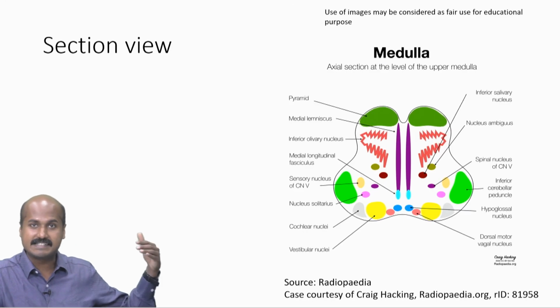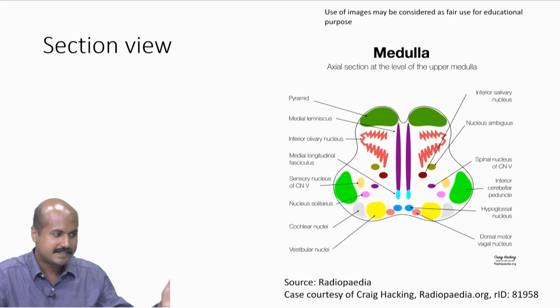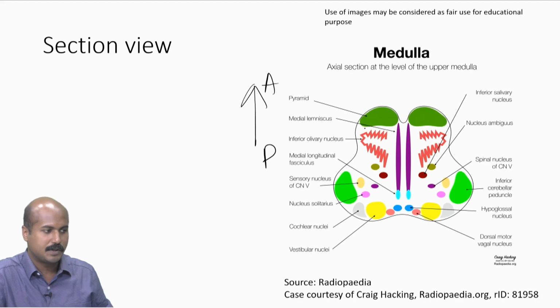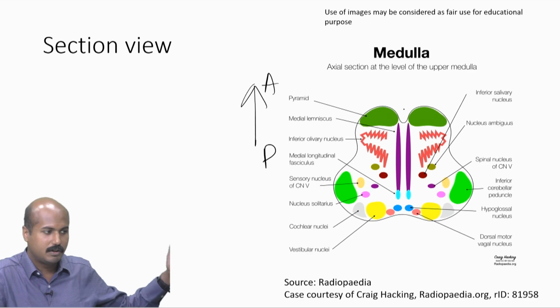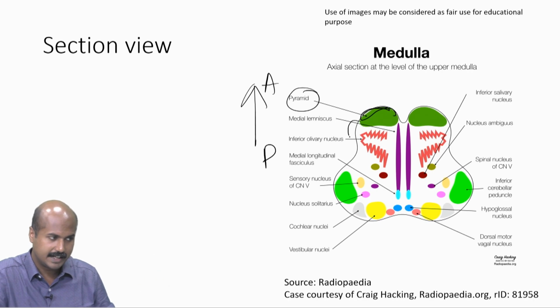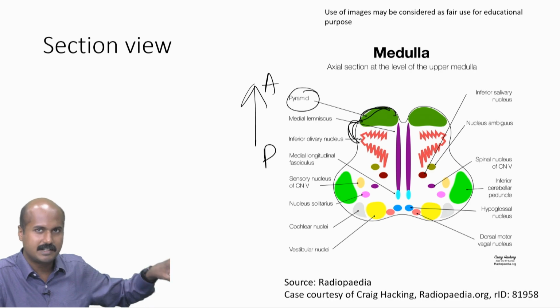Now, let us look at the sectional views of the medulla. In the sectional view you can see that this is, let me just orient you first. In this image this is anterior and this is posterior. So, in the anterior aspect you can see the anterior median fissure, and on both sides you can see these elevations, and these elevations are called pyramids. I mentioned that before in that view. Just lateral to that you have another elevation. It is not very clear in this picture, it is an elevation.